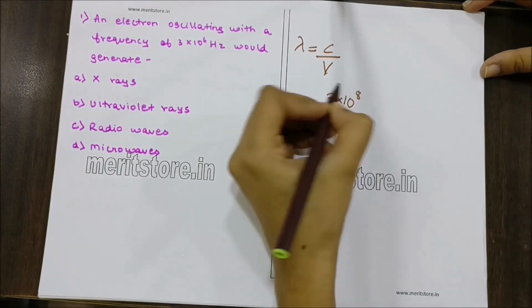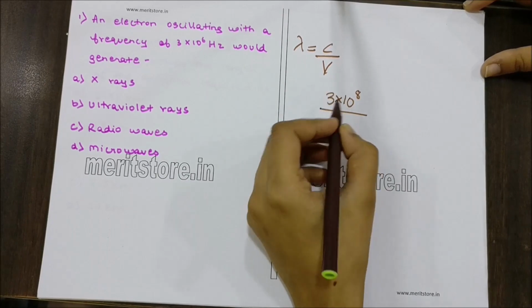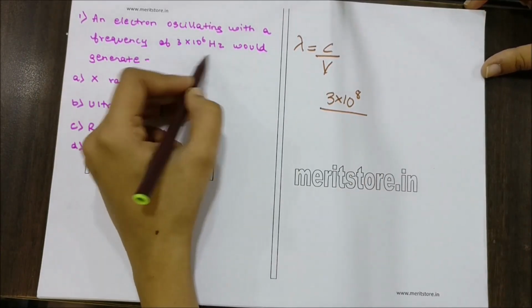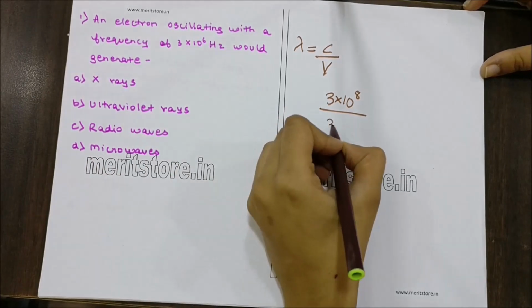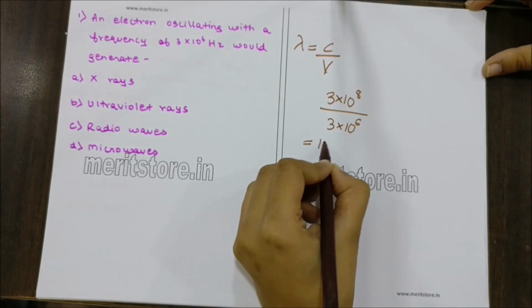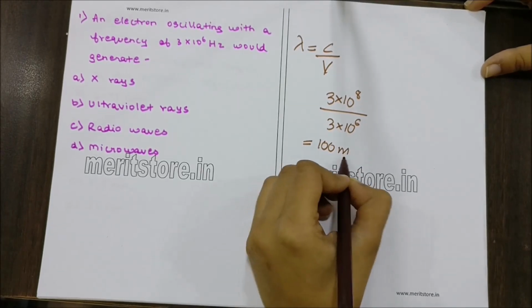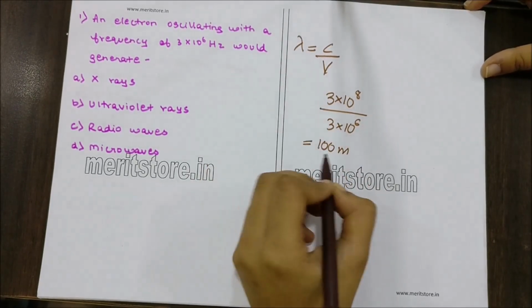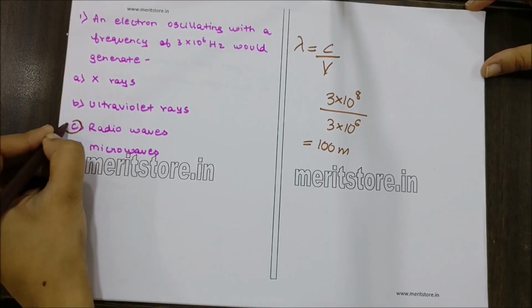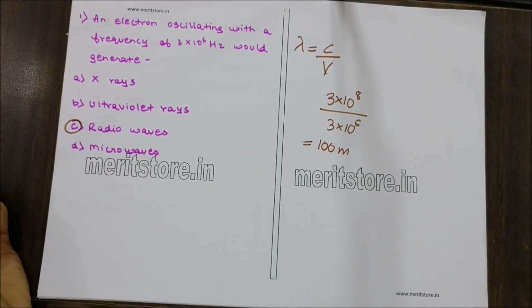× 10^8 meters per second, that is the speed in vacuum or air. And over here the frequency is already given to us as 3 × 10^6. So when you solve this, you get the answer as 100 meters. The lambda is equal to 100 meters, which belongs to the radio waves. Option C, radio waves, is the correct answer.